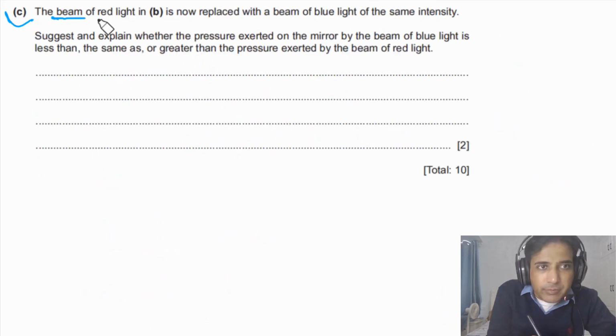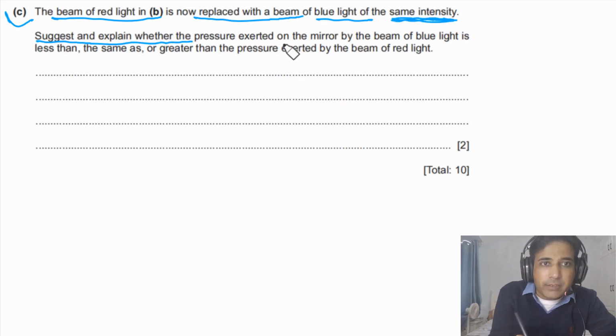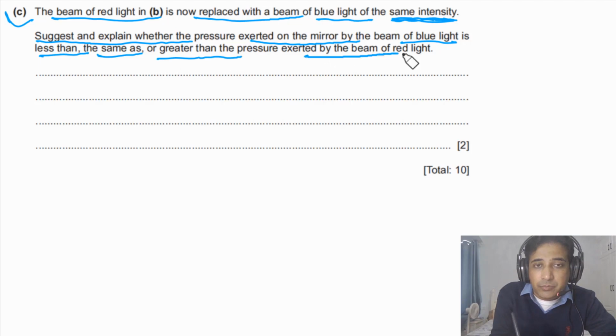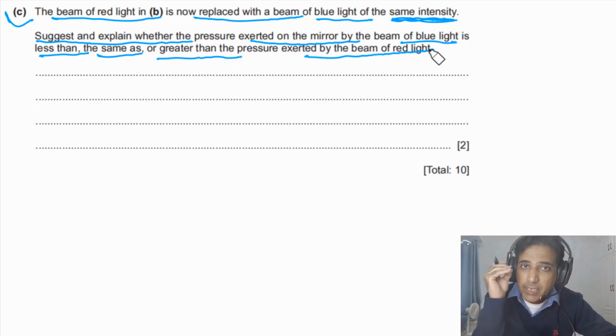Part C says the beam of red light in B is now replaced with a beam of blue light of the same intensity. Intensity is the same. Suggest and explain whether the pressure exerted on the mirror by the beam of blue light is less than, the same as, or greater than the pressure exerted by the beam of red light. Nice question, and this question is based on part B.